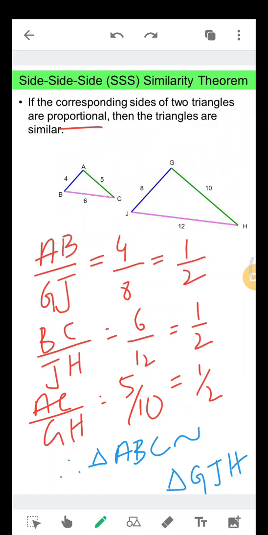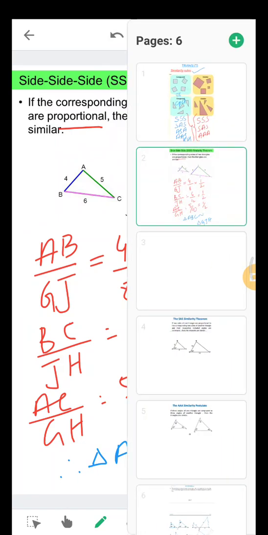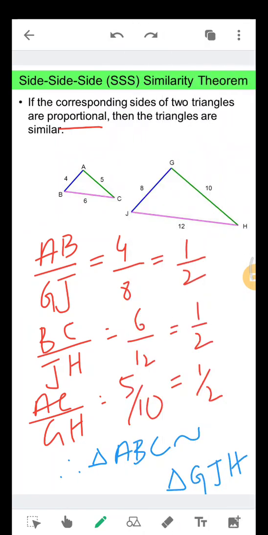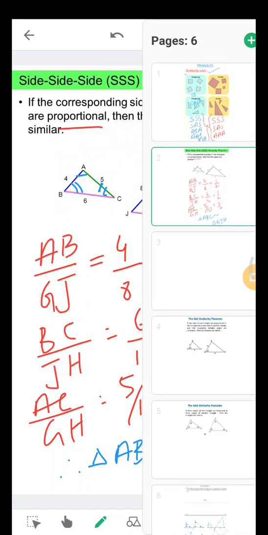So here we don't have CPCT, here we have CPST, corresponding parts of similar triangles. So three sides came in this step. Now the other three parts are the angles. So when two triangles become similar, I can say the angles will be equal. So I can say angle A is equal to angle G, angle B is equal to angle J, and angle C is equal to angle H. So this is about SSS similarity.